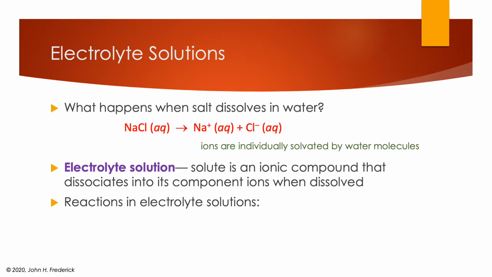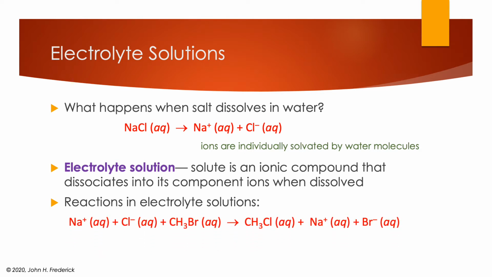Now, there can also be reactions that take place in electrolyte solutions. We've actually seen an example of that in an earlier video. In fact, it's this particular reaction of a chloride ion reacting with methyl bromide to form methyl chloride and bromide ion. But one thing I want to point out in this particular layout of this reaction, where we're showing all of the various species that would be present in the water, is that we've got sodium on the left side and we've got sodium on the right side. It didn't change. Nothing happened to it.